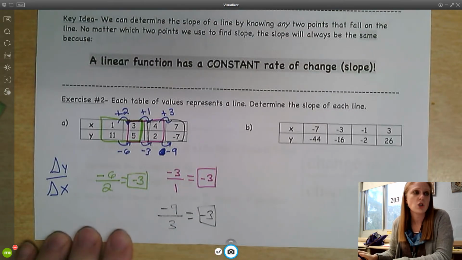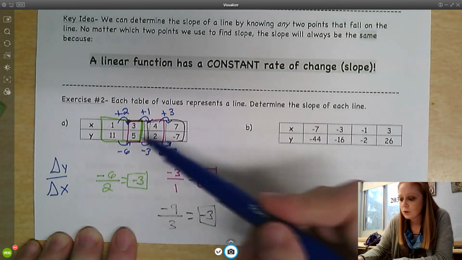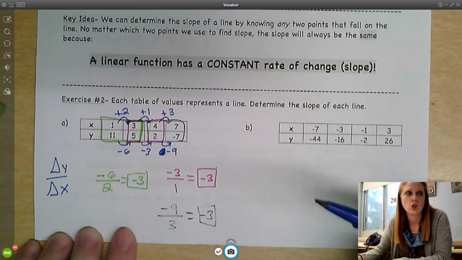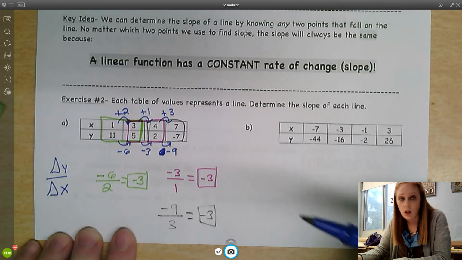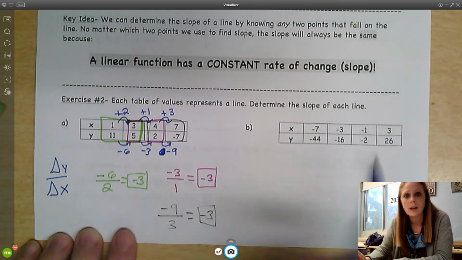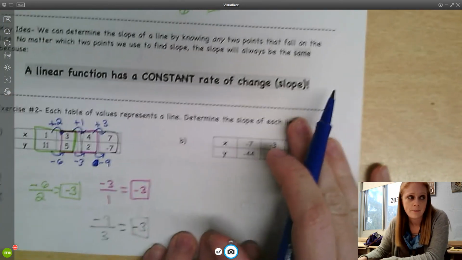So what we're trying to show you here is that even though you're going to be using different numbers sometimes for the change in y over the change in x, it doesn't matter which 2 points you pick. If it's a line, it's going to have a constant slope. The slope will be the same no matter which 2 you pick. You just might have to do some simplifying. Okay, so let's look at B.